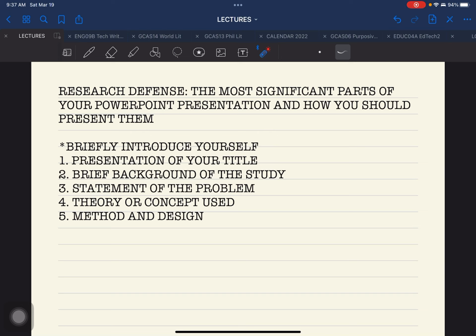You just read your research title, and together with that, you present a brief background of your research. The presentation of the title is just reading the title. So that is already considered as a presentation of the title. And then together with that, for the purposes of continuity in the discussion, you go directly to the presentation of the background of the study.